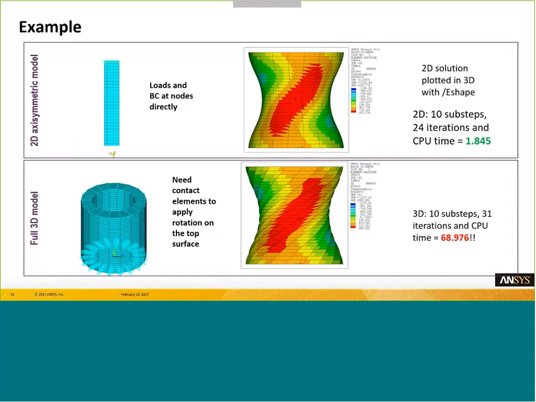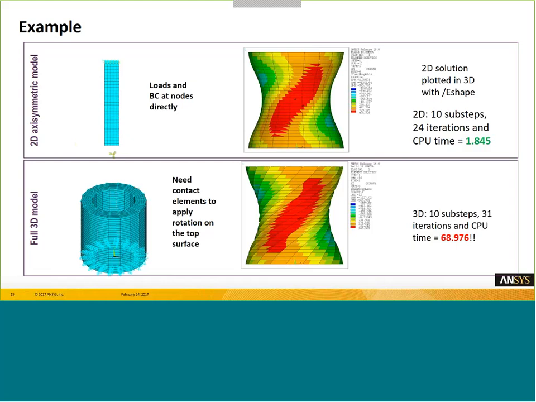If we compare this to a 3D model of the same thing, not overly refined, so still a fairly light mesh, this takes us nearly 69 seconds, so much longer for a 3D analysis compared to 2D. Where this is appropriate, it could be a big time saver to carry out a 2D analysis rather than a 3D one with a bigger computational overhead.